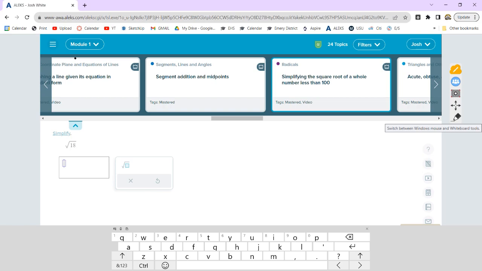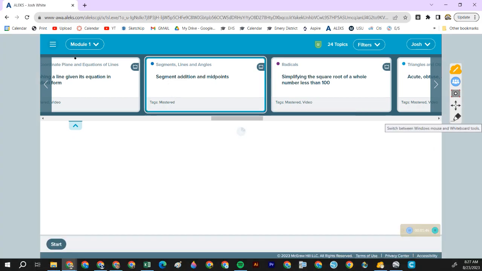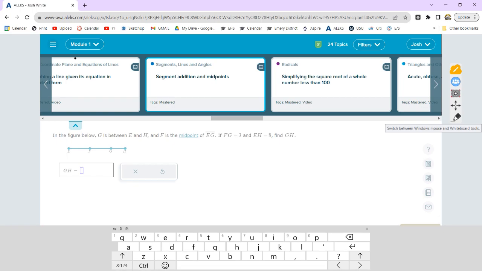Okay. We did square roots. Maybe this is where we are. Okay.